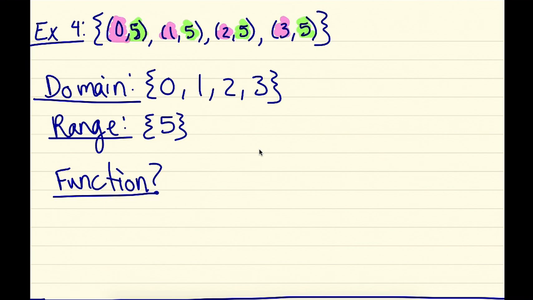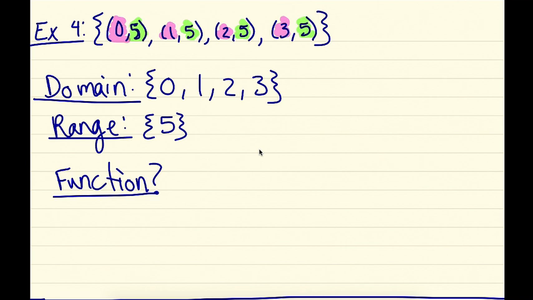Now this is a unique one. We want to know if this is a function. That's what the big question is. Remember, function is defined as every x value has its own unique y value. So my x value of 0 is not repeated in any other ordered pair, and so the x value of 0 is only paired with the y value of 5, which is unique.